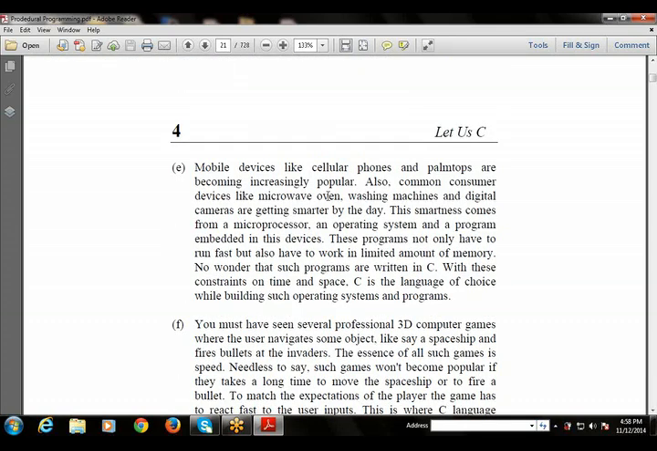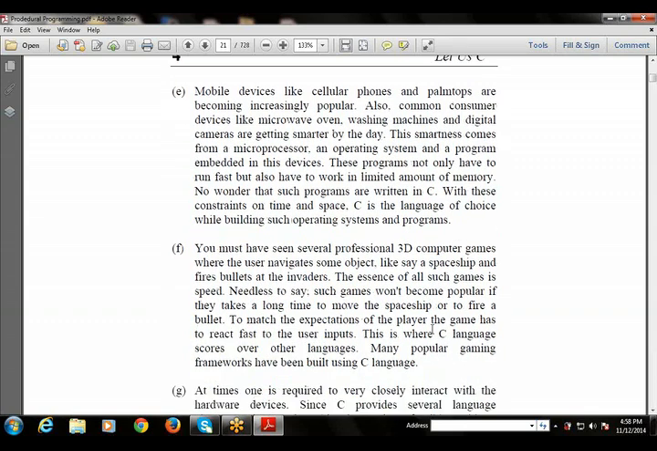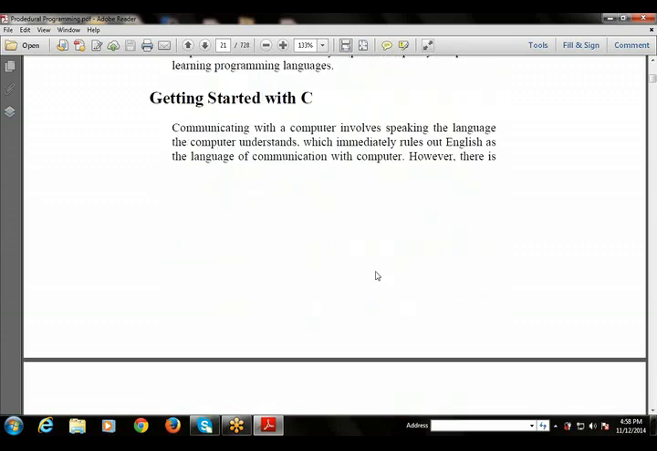We have studied various advantages, like that mobile devices are also made using C, that is, programs written for mobile devices are also written in C. Several professional 3D computer games are also written in C. At times one is required to interact very closely with hardware devices. Why? Since C provides several language elements that make this interaction feasible without compromising performance.